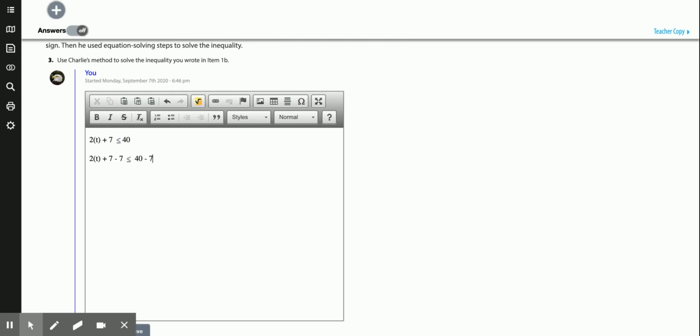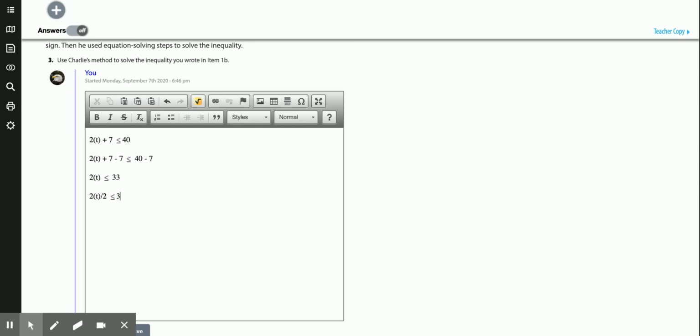Like this. This would leave me with just 2 times t is less than or equal to 40 minus 7, which is 33. And then we're going to divide both sides by 2 to get rid of the 2 that is being multiplied times t.